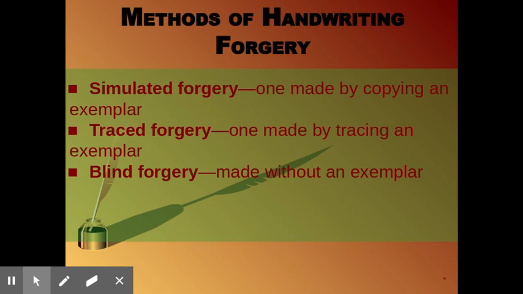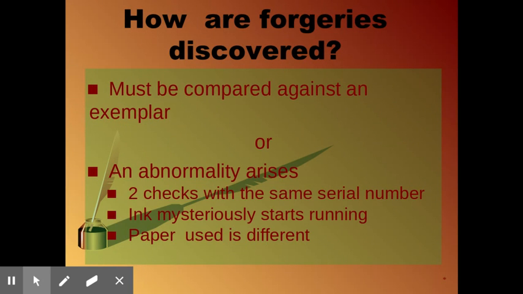Simulated forgery is one made by copying an exemplar. And then there's a traced forgery where you're tracing an exemplar. And then there's a blind forgery where you don't know what their handwriting looks like. You're just signing their name to it. It must be compared against an exemplar. So that's the best way to do it. Look for any abnormalities that may come up.